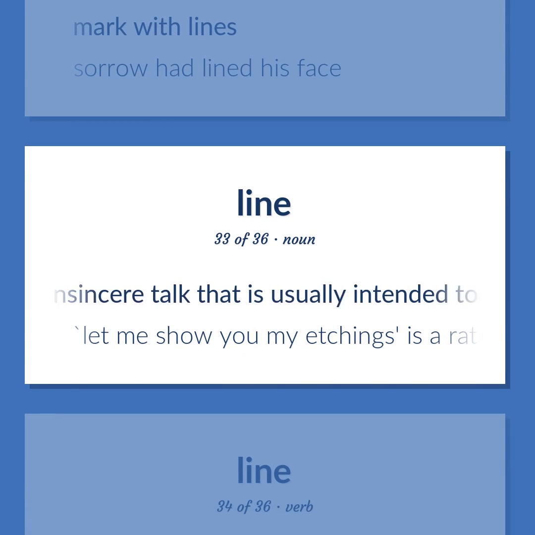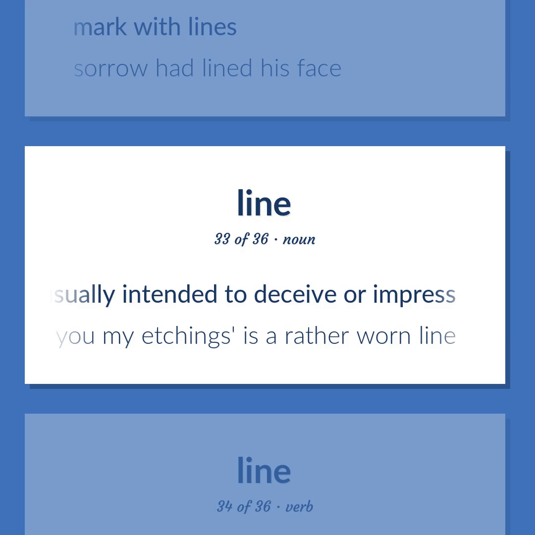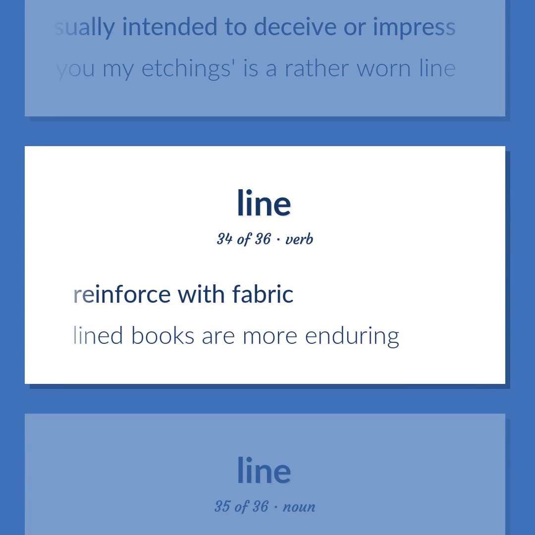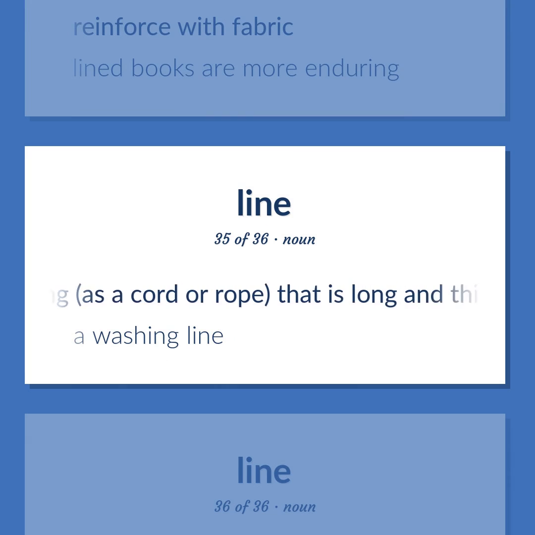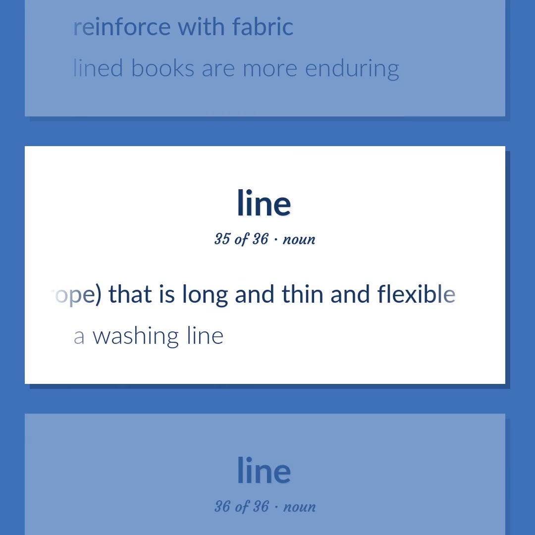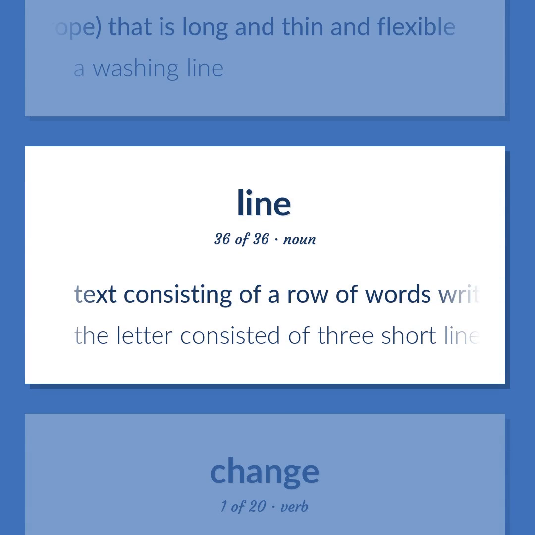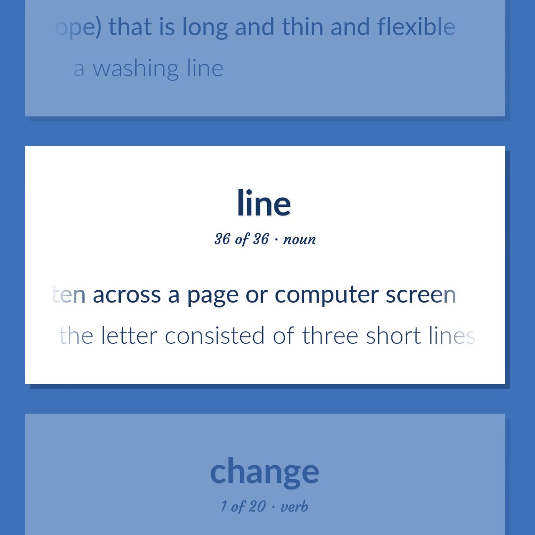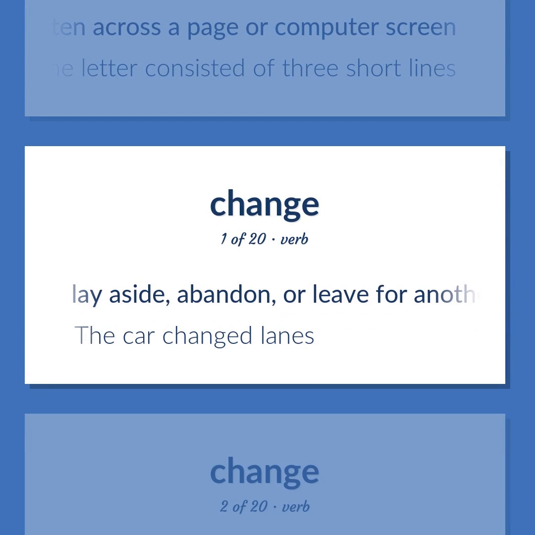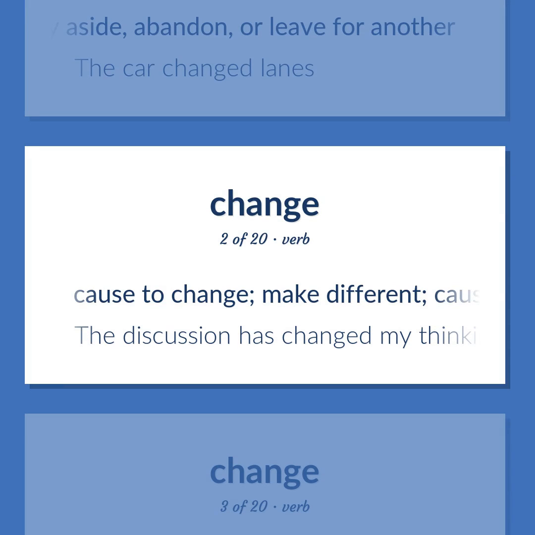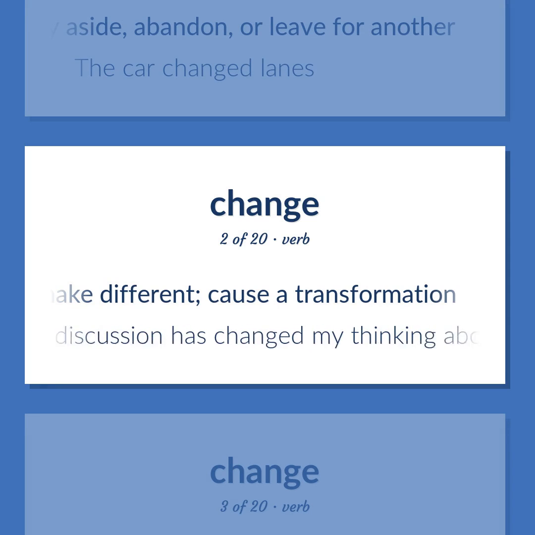Persuasive but insincere talk that is usually intended to deceive or impress. Let me show you my etchings as a rather worn line. Reinforce with fabric. Lined books are more enduring. Something, as a cord or rope, that is long and thin and flexible. A washing line. Text consisting of a row of words written across a page or computer screen. The letter consisted of 3 short lines. Lay aside, abandon, or leave for another. The car changed lanes. Cause to change, make different, cause a transformation. The discussion has changed my thinking about the issue.